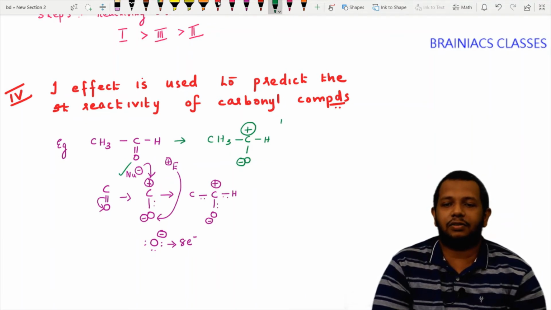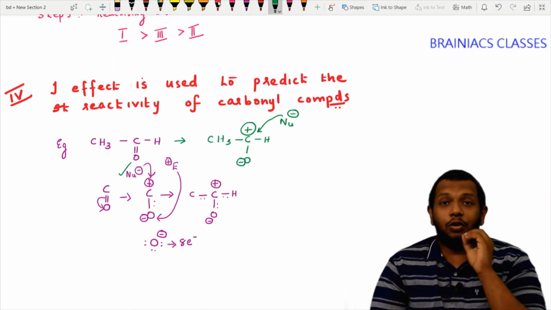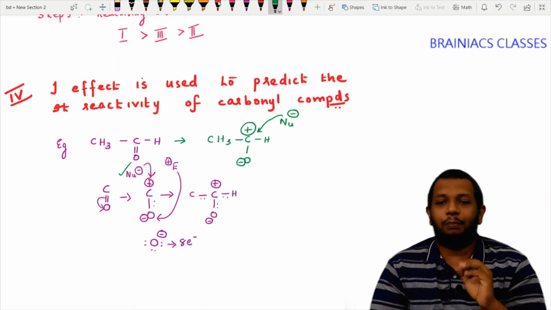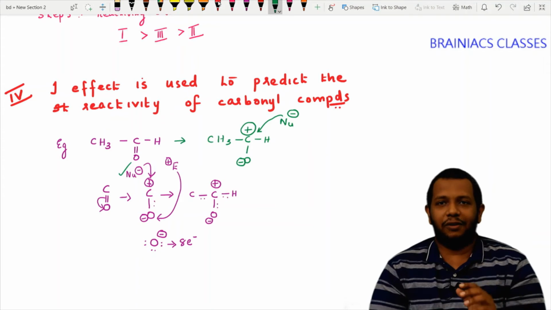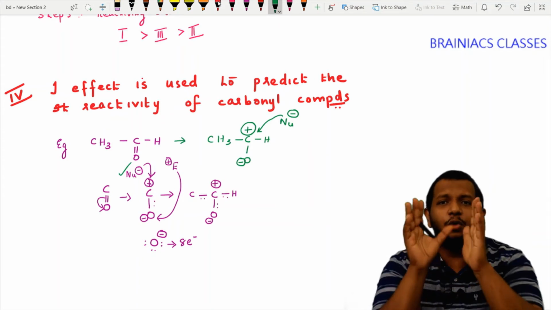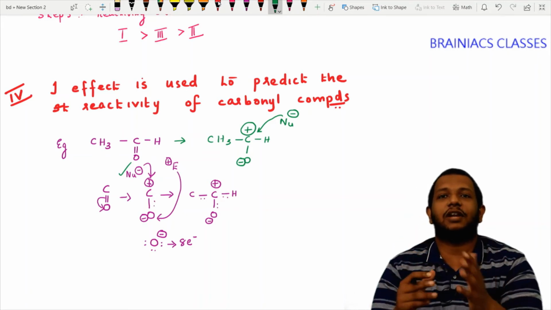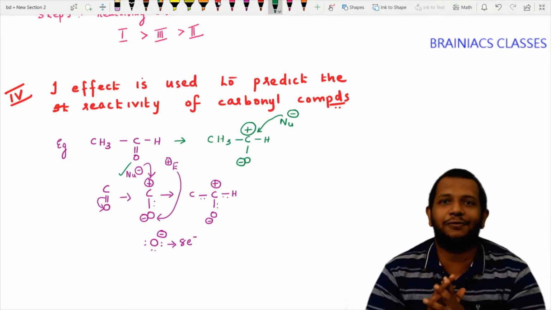Nucleophile, right? So a nucleophile with a minus charge is ready to come and attack here, correct? Now I know that nucleophile loves what actually? Positive charge, correct? So if the nucleophile wants to attack this positive charge very fast, what do you need to give? You need to give more positive charge so that the nucleophile can come and attack very fast, correct?